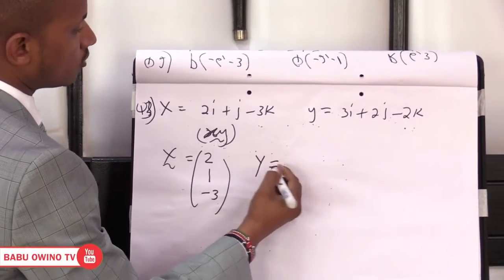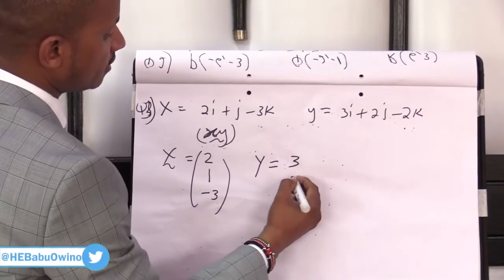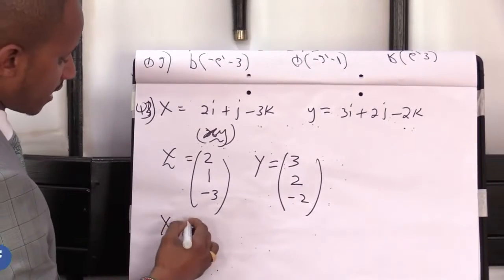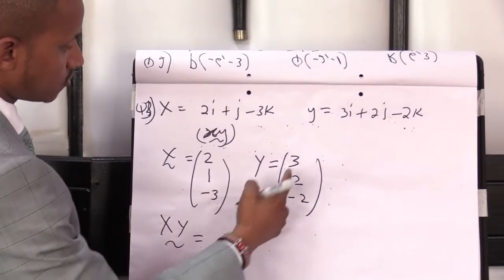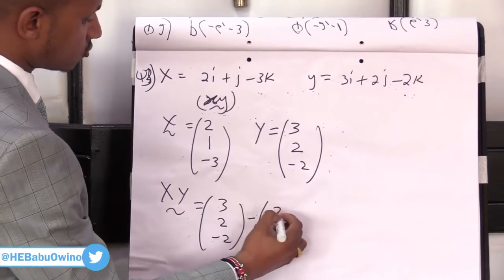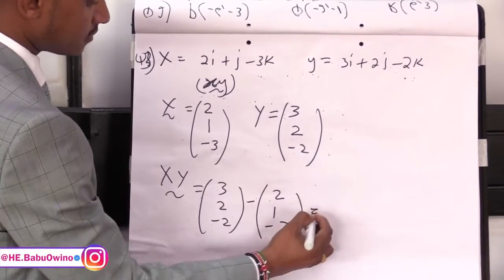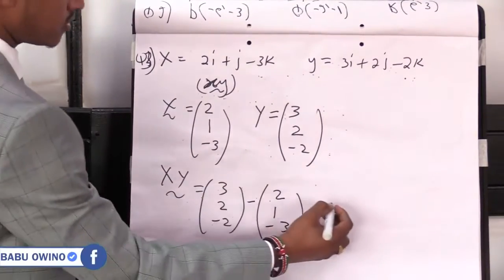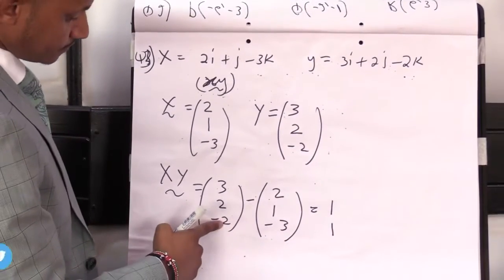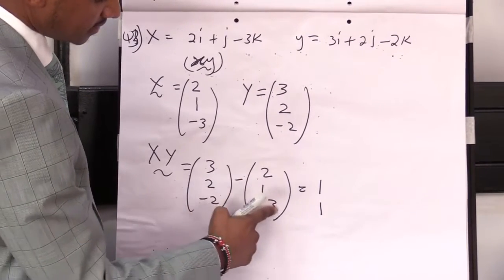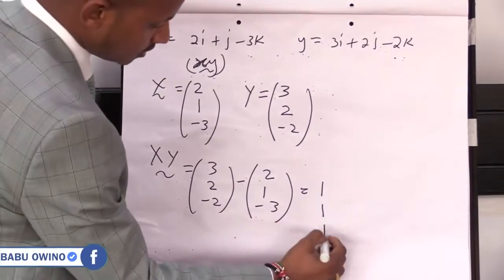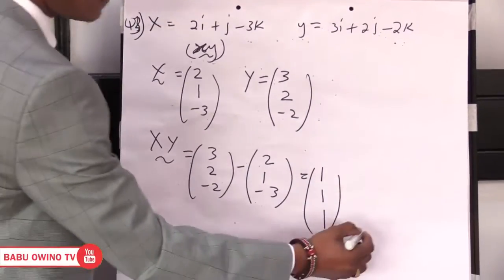And y equals i, j, k, 3, 2 minus 2. Therefore, if they want xy, it is y minus x. So y is 3, 2 minus 2, then you subtract x. X is 2, 1 minus 3. So 3 minus 2 is 1, 2 minus 1 is 1, and minus 2 minus minus 3 is the same as minus 2 plus 3, which is 3 minus 2, which is 1. So in column vector form is that.